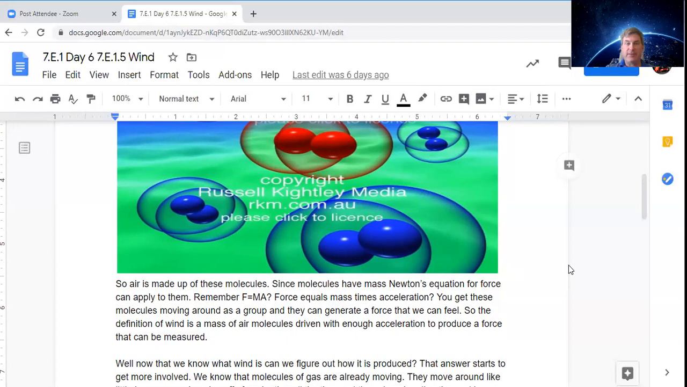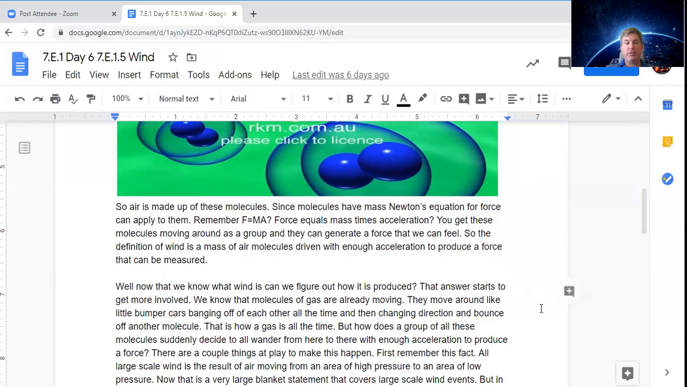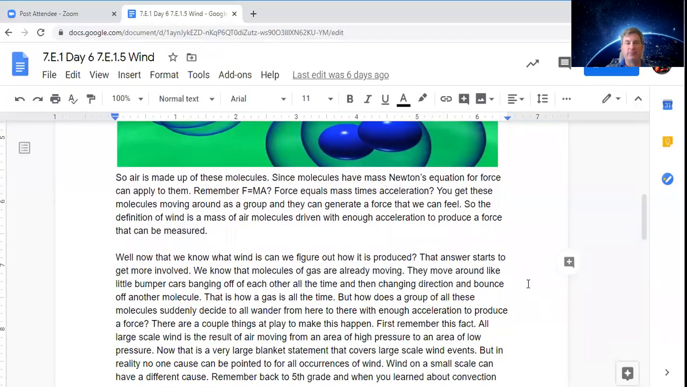But that's just how we look at things. So, now that we know what wind is, how can we figure out how it's produced? The answer starts to get a little more involved. We know that molecules of gas are already moving. They're a gas. Of course they're moving.